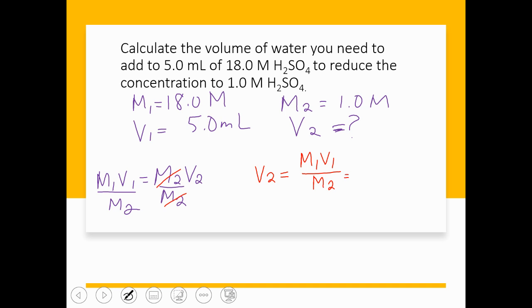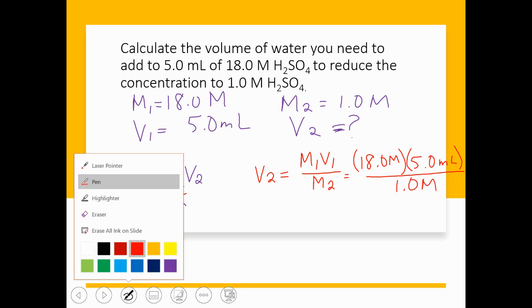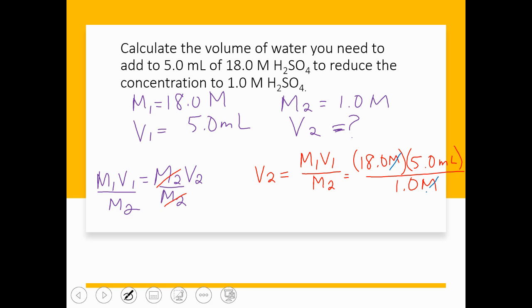So let's see, M1 is 18, V1 is 5, M2 is 1. Just looking at the units here, see how the M's cancel? So when I find this new volume, it is going to be in milliliters, not liters. Since I had V1 in milliliters, V2 is going to be in milliliters. So 18 times 5, divided by 1. I need 2 sig figs, so I get 90.